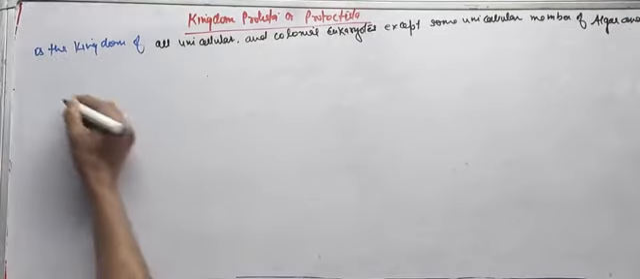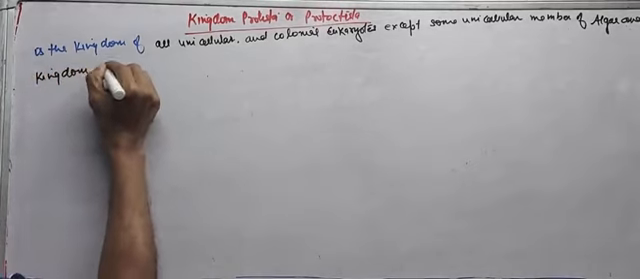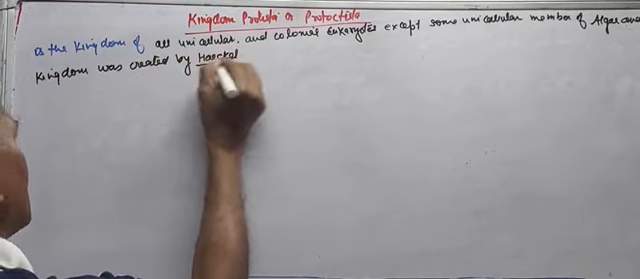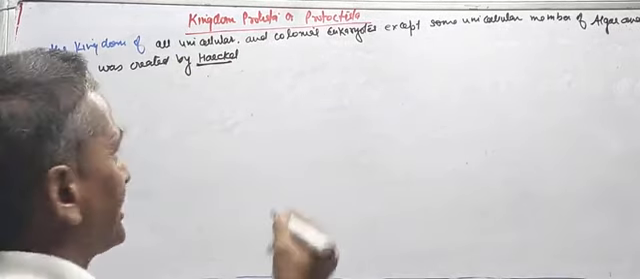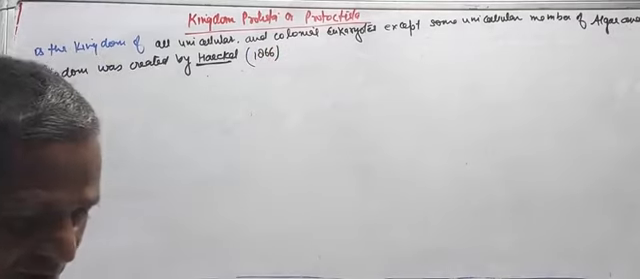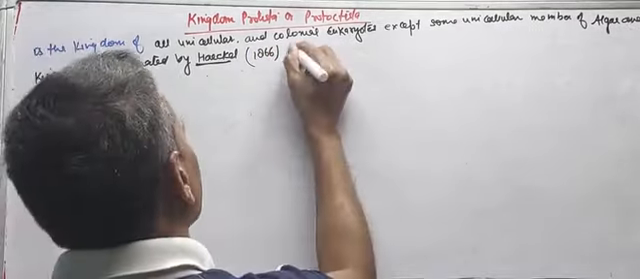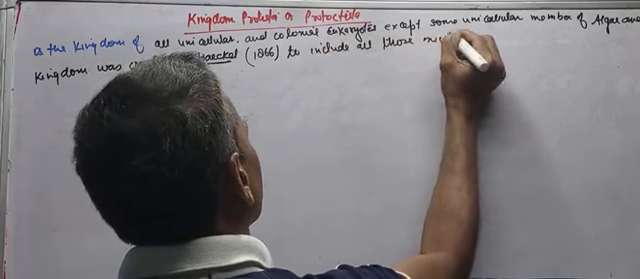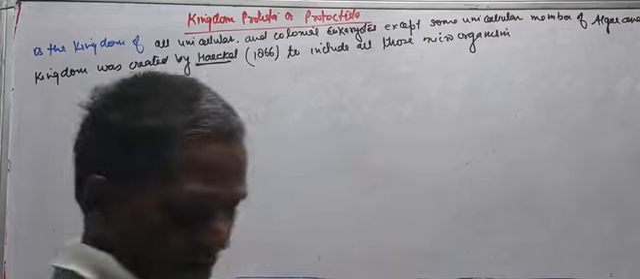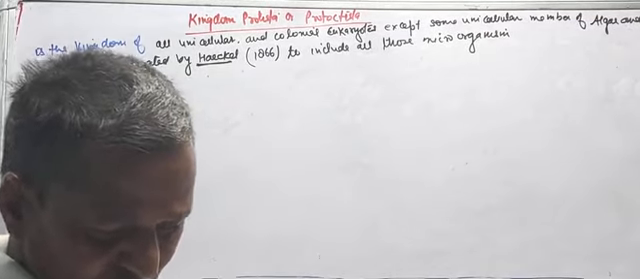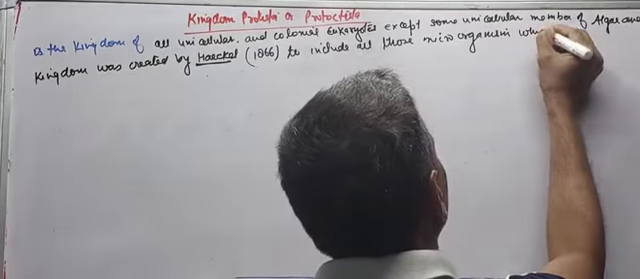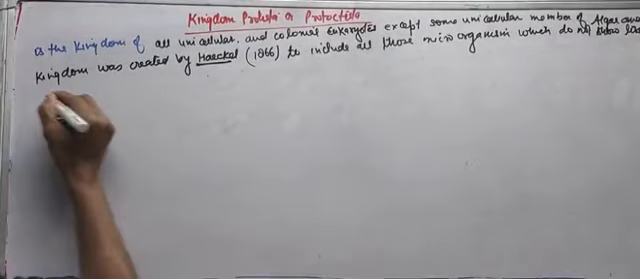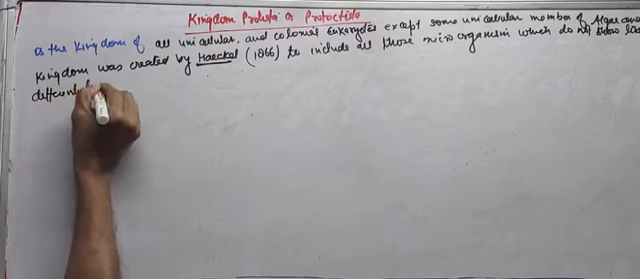Kingdom was created by Haeckel in 1866 to include all those microorganisms which do not show tissue differentiation, other than bacteria.